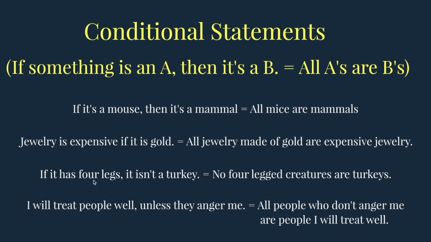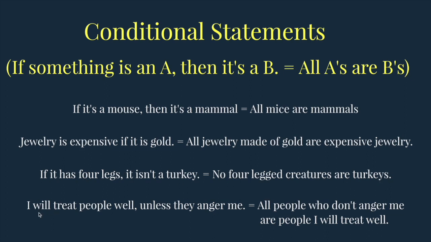Similarly, with a statement like this, if something has 4 legs, then it isn't a turkey. Notice, this one's a little bit more complicated because I have a not in my consequent. And it takes a little bit of reflection. It takes a little bit of stopping and thinking, like, wait, what am I trying to say? To recognize that at least one way of representing this content is to say, no 4-legged creatures are turkeys. This is, again, a conditional statement, but it's got a negation in it, and so I've got to figure out a way to represent that negation somewhere in my categorical translation.